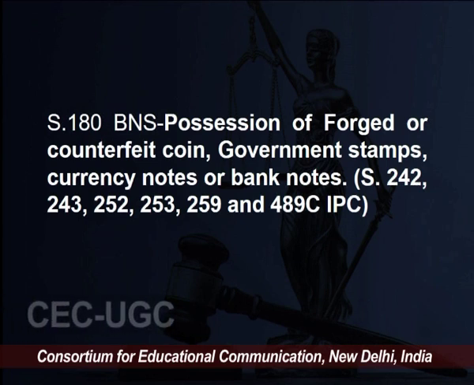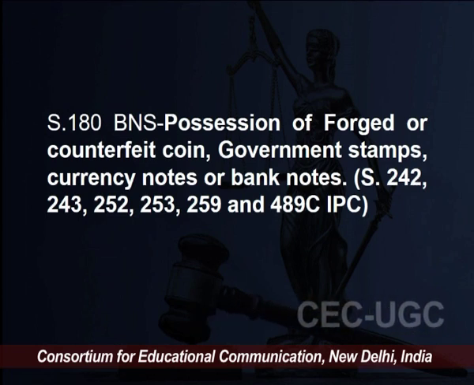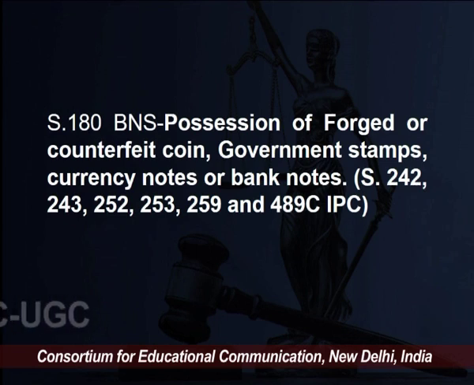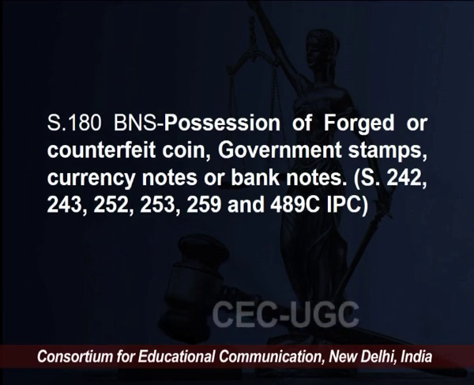Then section 180 of the BNS replaces section 242, 243, 252, 253, 259 and 489C of the Indian Penal Code. So section 180 now clubs them all together and provides punishment for possession of forged or counterfeit coin, government stamps, currency notes or bank notes. So as per this, whoever has in his possession any forged or counterfeit coin, stamp, currency note or bank note, knowing or having reason to believe the same to be forged or counterfeit and intending to use the same as genuine or that it may be used as genuine, shall be punished with imprisonment of either description for a term which may extend to 7 years or with fine or with.